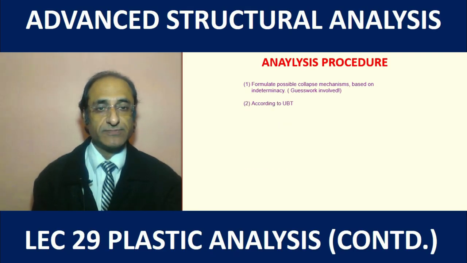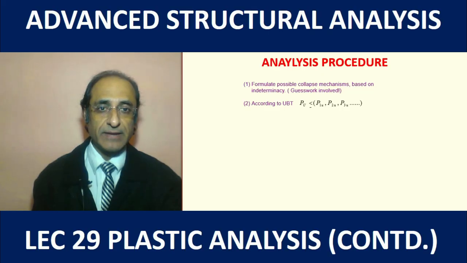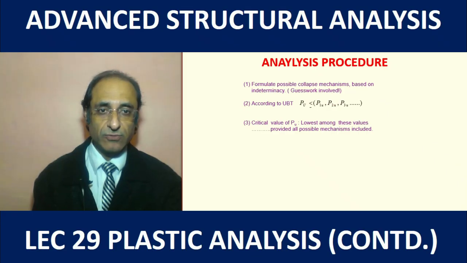So that's the next matter, but at least we'll devise some kind of rules that will help us. Next, once we have done it, then according to the upper bound theorem, all these mechanisms, their collapse loads, they basically represent the upper bound. They are equal to or higher than the actual collapse load. So what we do is that we choose the lowest among these values, and that we say as the critical value of the failure load.